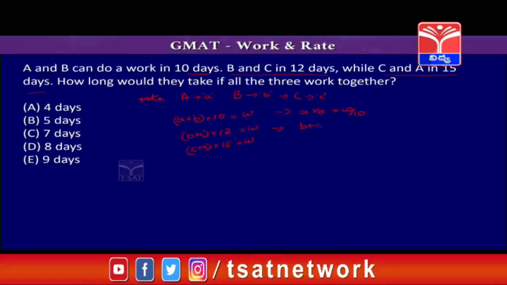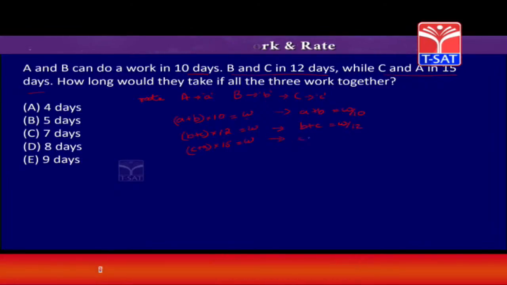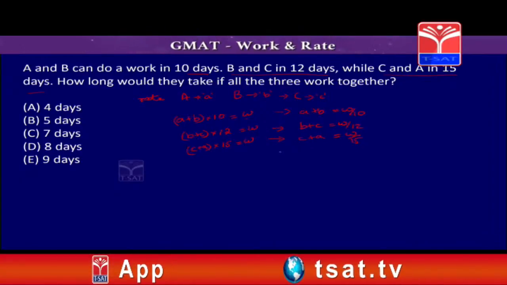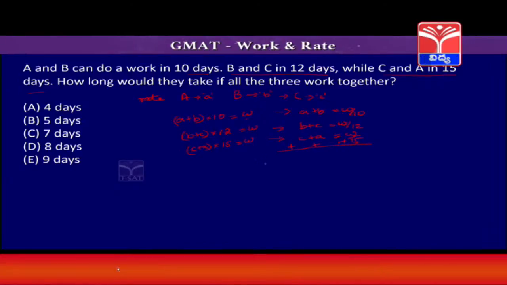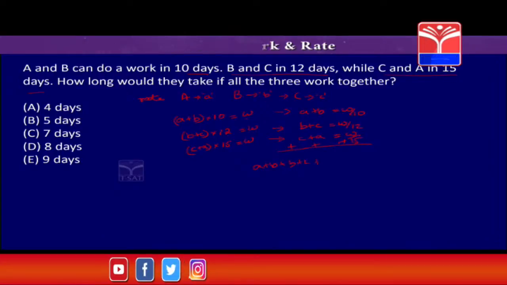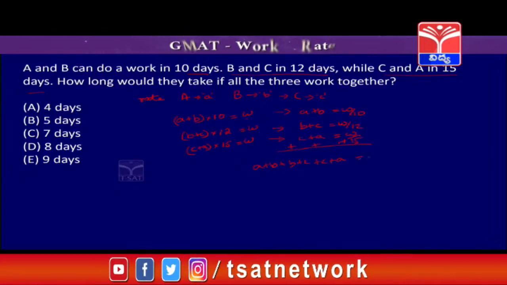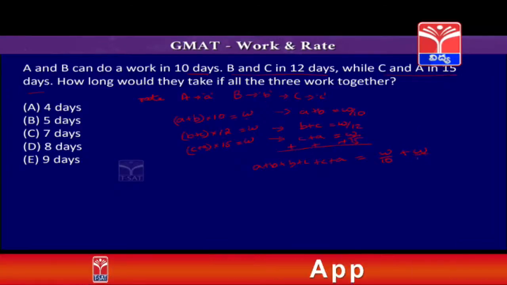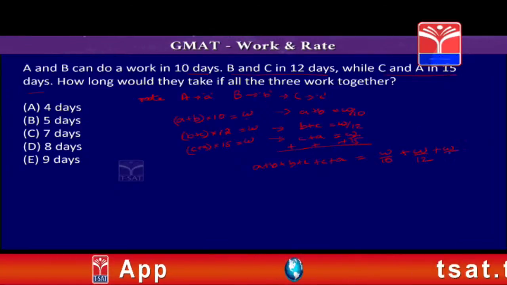Here we can write it as B plus C is equal to W by 12. And here we can write this as C plus A is equal to W by 15. So adding these three equations up, you get A plus B plus B plus C plus C plus A is equal to W by 10 plus W by 12 plus W by 15.